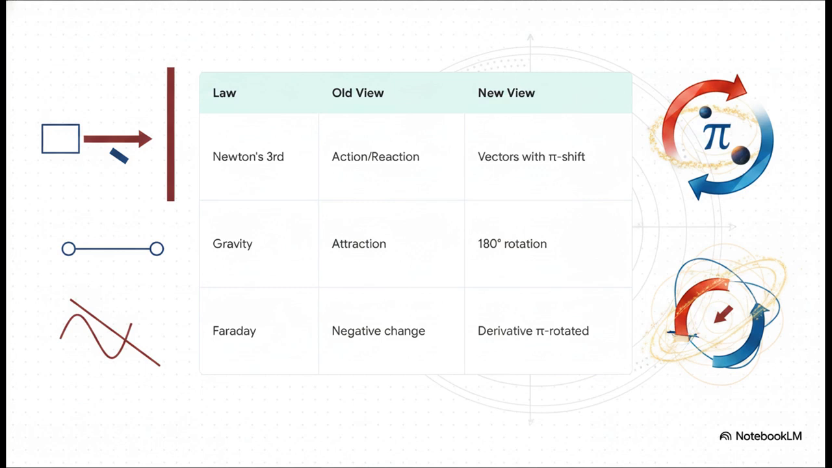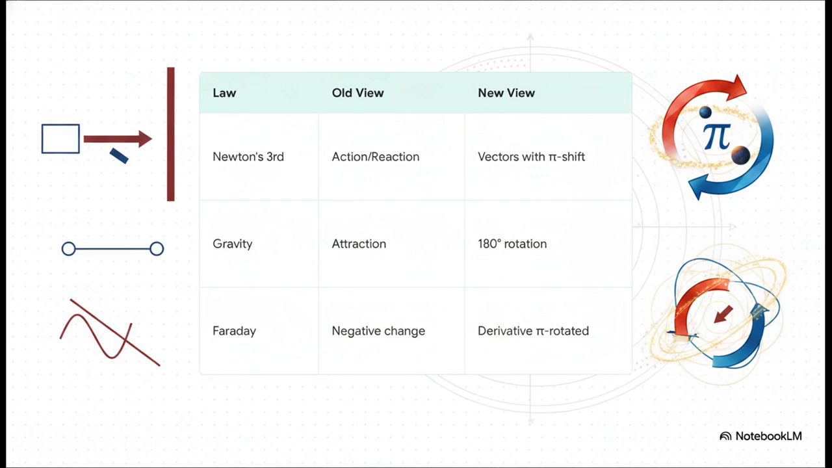But the new rotational interpretation views these as equal vectors with a pi phase shift. In gravitational force, inherent attraction is now beautifully mapped as a 180-degree rotation relative to a repulsive reference frame. And over in electromagnetism, Faraday's law of induction changes from a simple negative rate of change into a magnetic field derivative that is explicitly rotated by pi. Across mechanics and electromagnetism, these rigid oppositional forces are completely unified as beautiful, continuous rotational shifts.